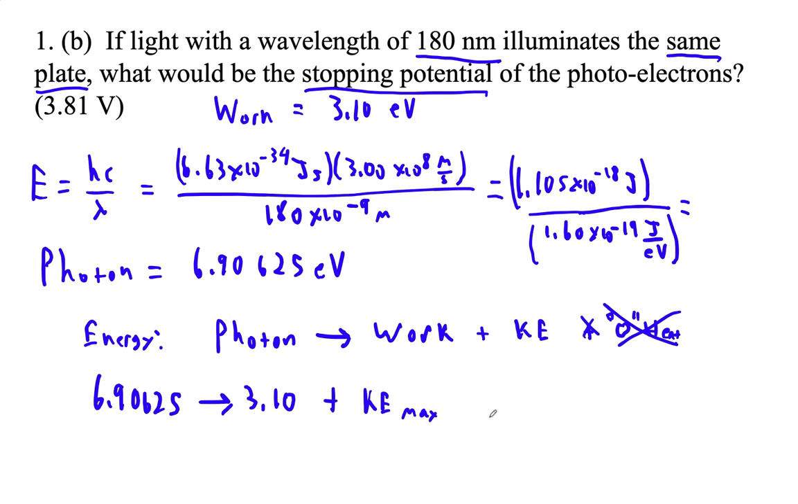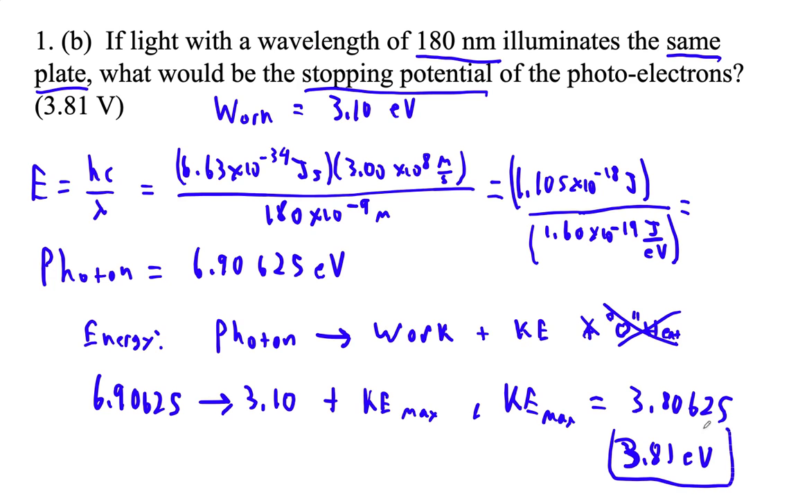So 3.806. The maximum kinetic energy that it could have is 3.80625, or 3.81 electron volts. But in reality, most of them are going to have less than that because some of the energy was wasted as heat.